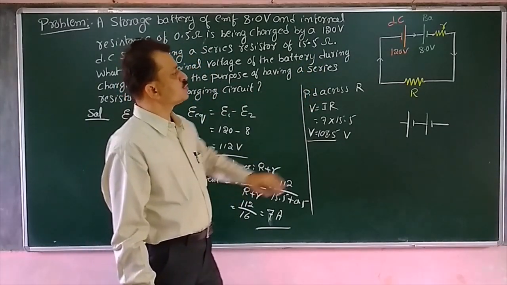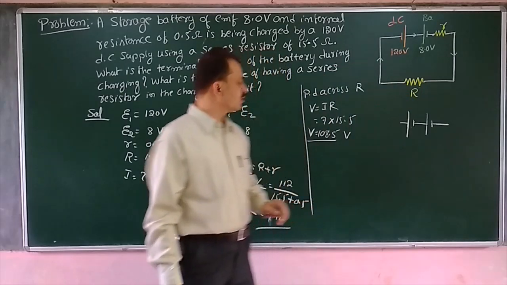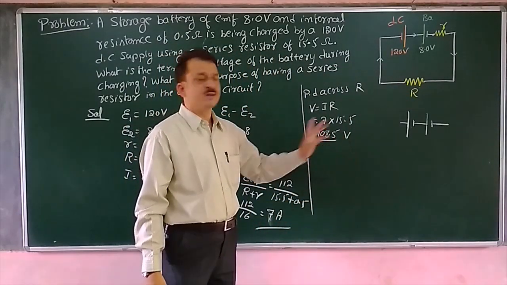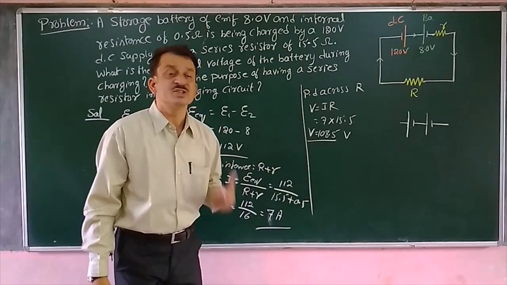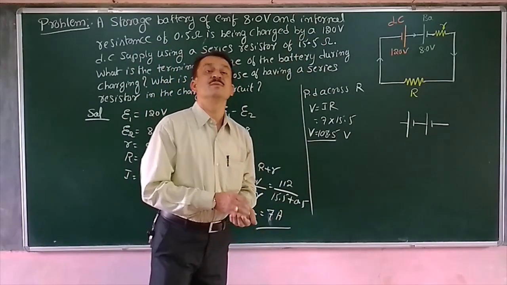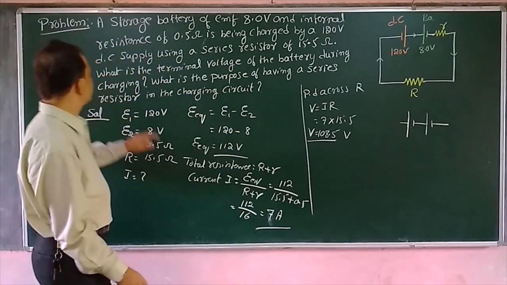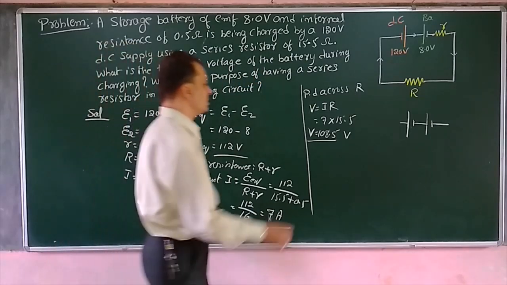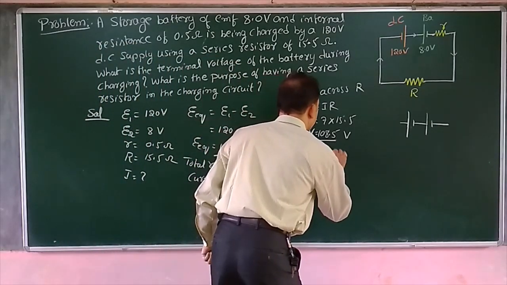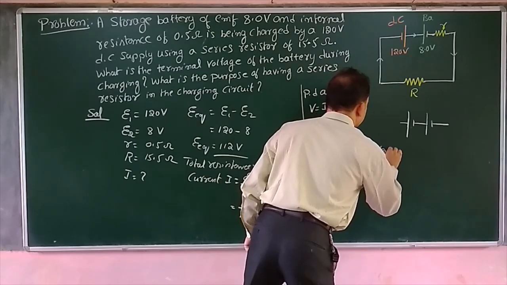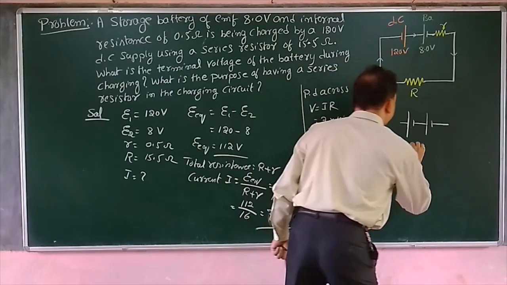While charging we are using a series resistor. The voltage drop across the series resistor is 108.5. Then what is the voltage drop across the battery? Now that voltage drop is terminal potential. That is what is asked. Terminal voltage of the battery.